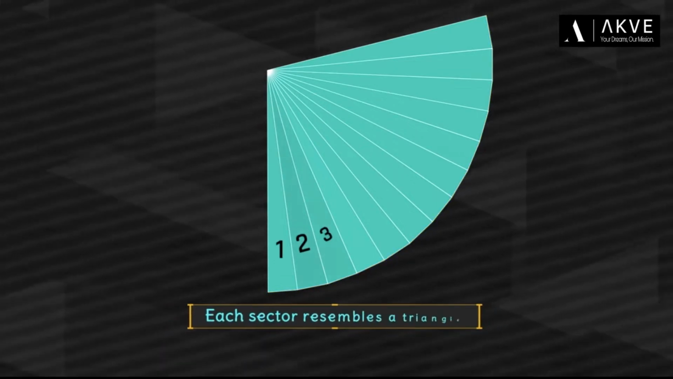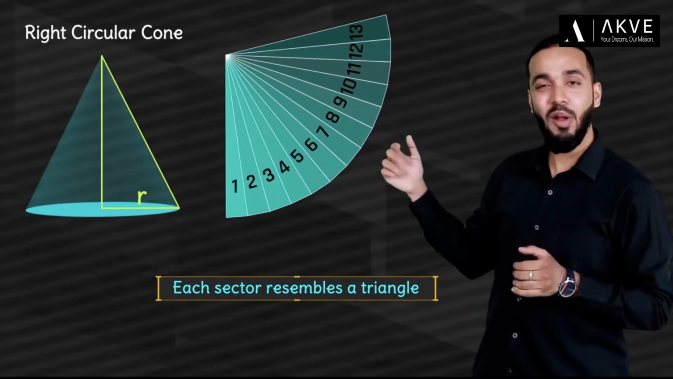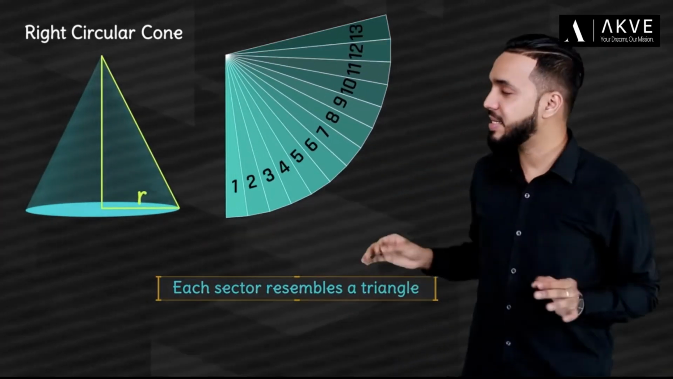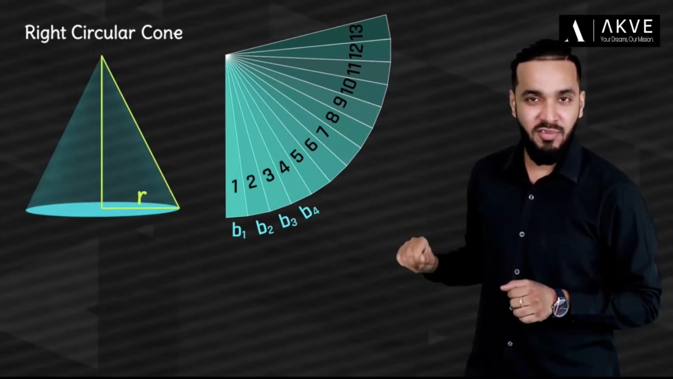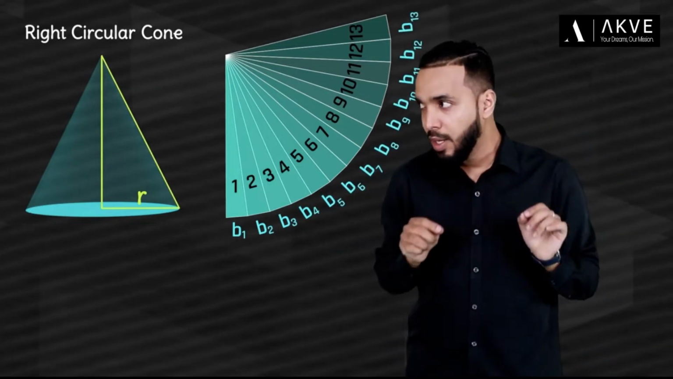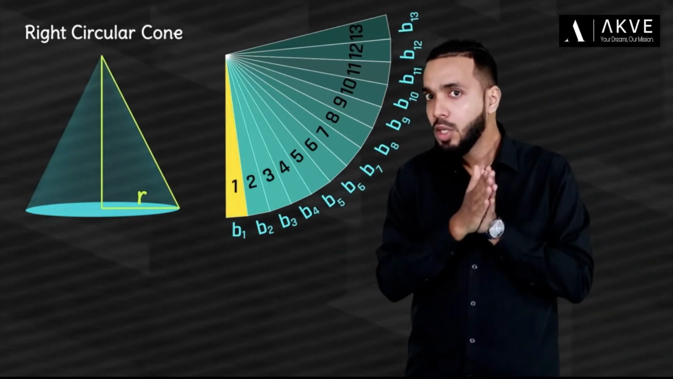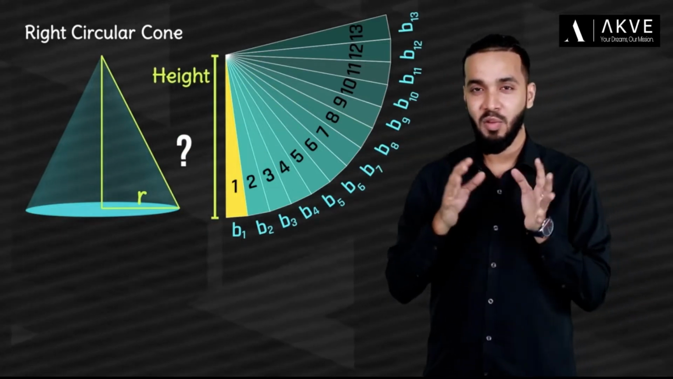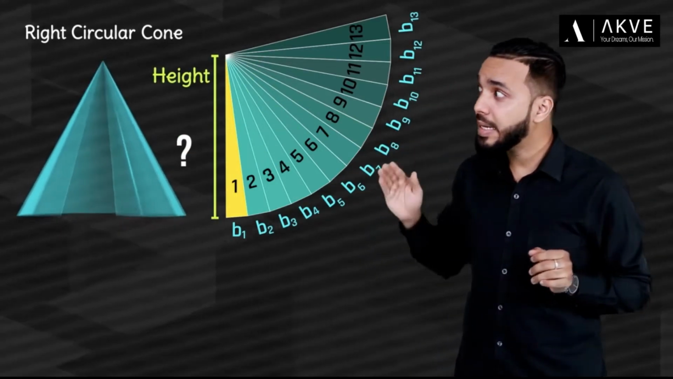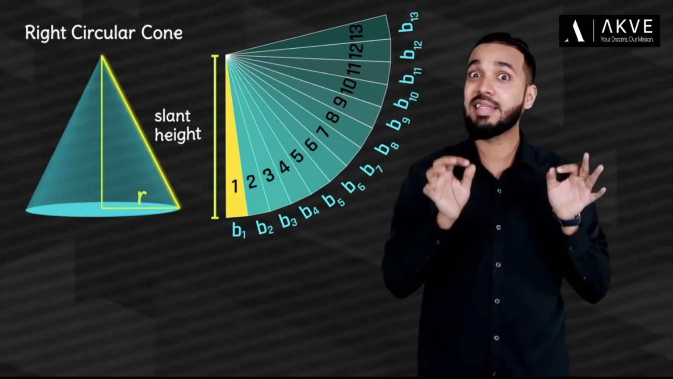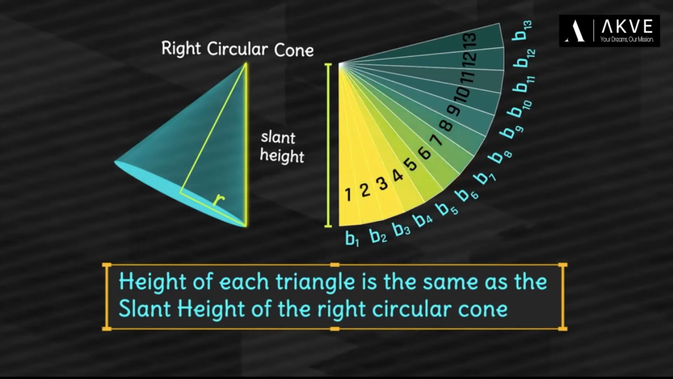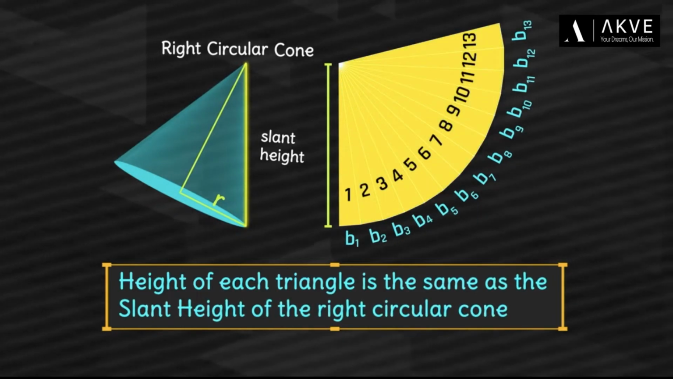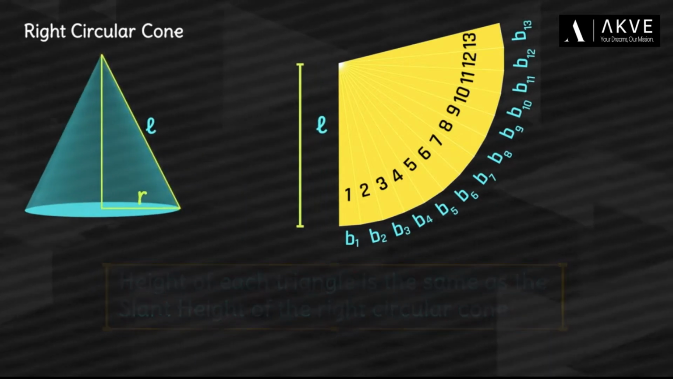Then, each of these sectors resembles a triangle, right? So, let's name the bases of these triangles B1, B2, B3, B4, and so on. Now, looking at this triangle, what do you think would be its height? Well, we cut open the curved surface along its slant height. So, the height of this triangle, and in fact each of these triangles, would be the same as the slant height of the right circular cone, which is taken as L here.